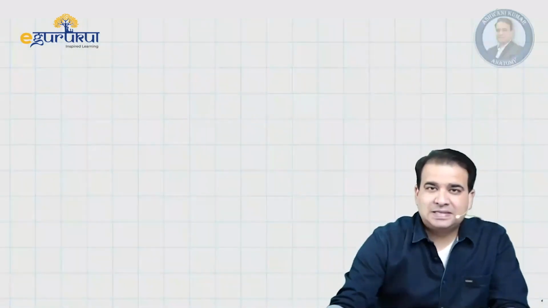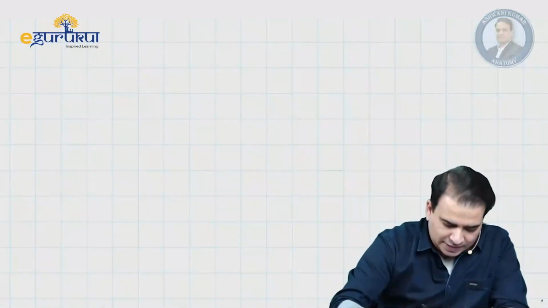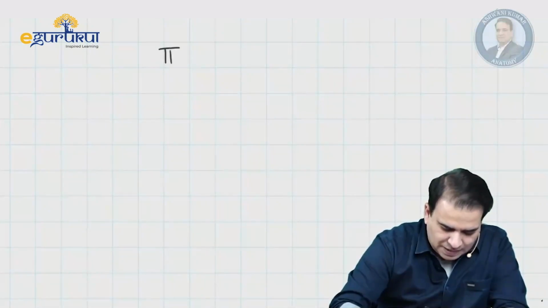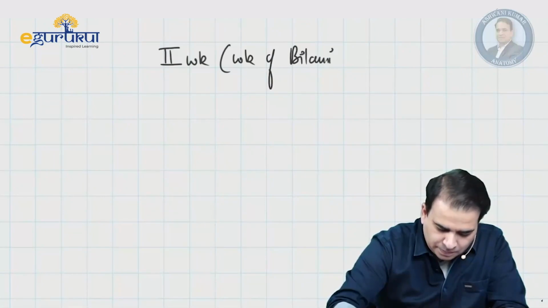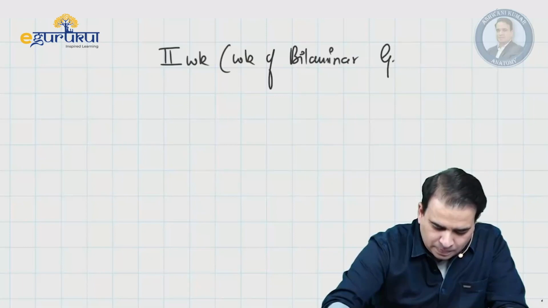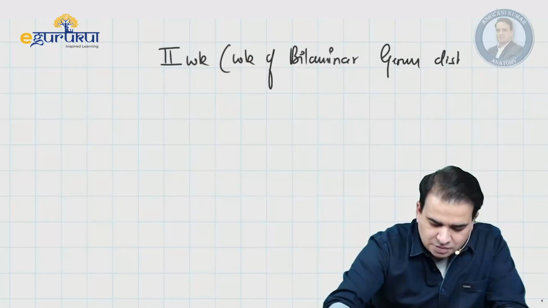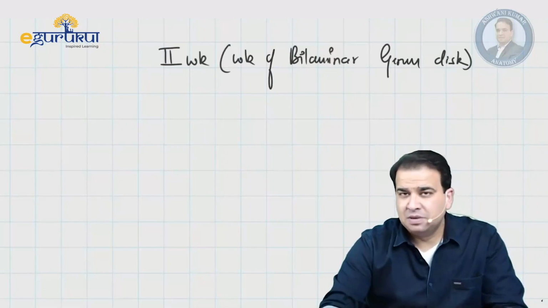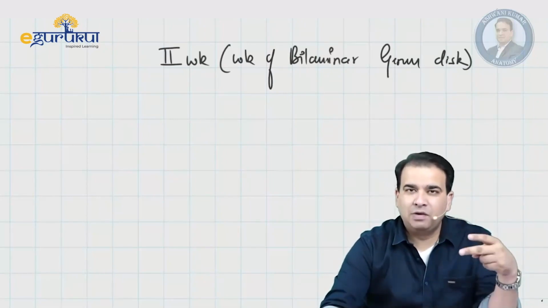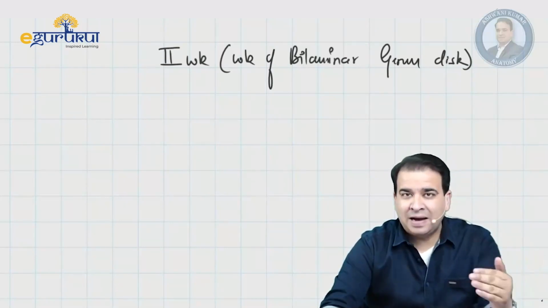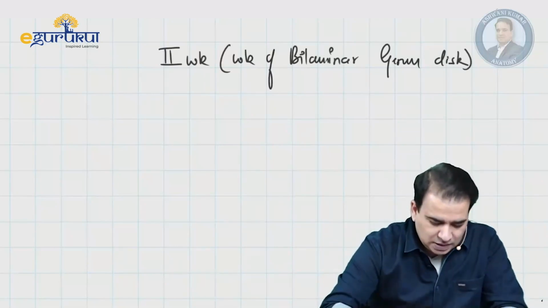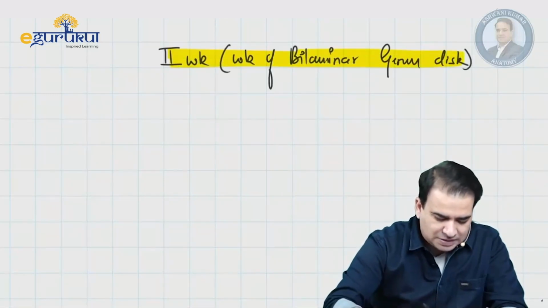So guys, let's begin with the second week of embryogenesis. The second week is all about the week of bilaminar germ disc. We call it the week of bilaminar germ disc because in the second week only two lamina will form: the primitive ectoderm, the so-called epiblast, and the primitive endoderm, that is hypoblast. These are the two layers which will be formed in the second week, and that is why we call it the week of bilaminar germ disc.